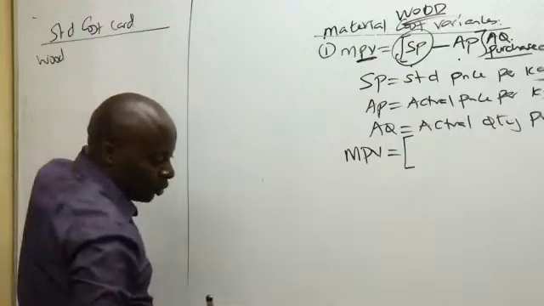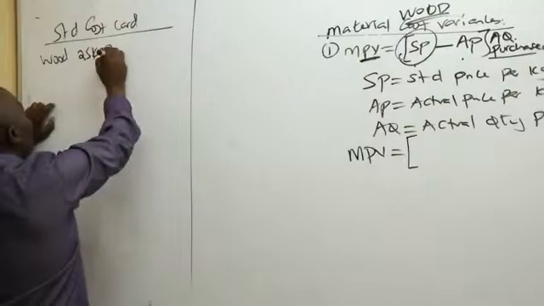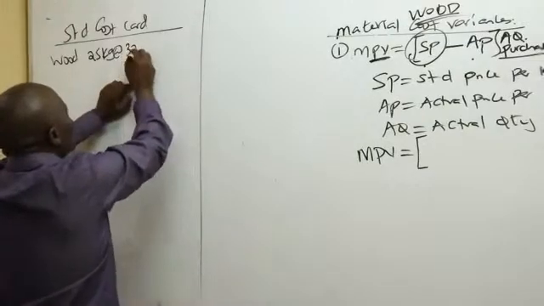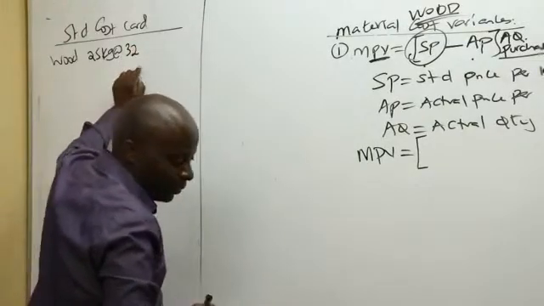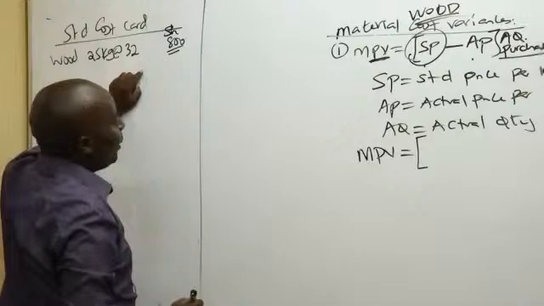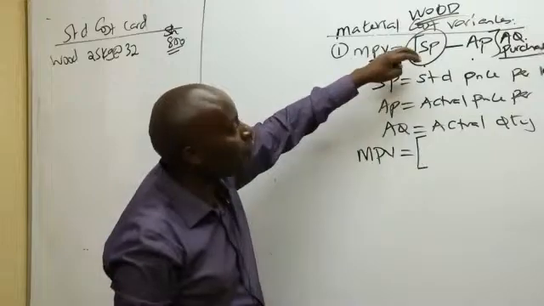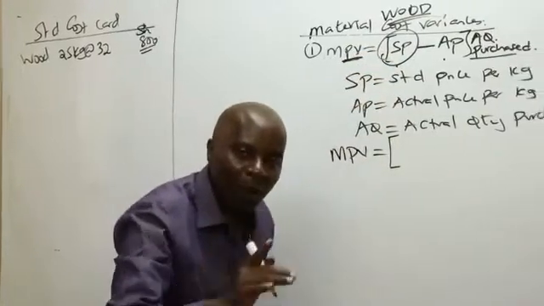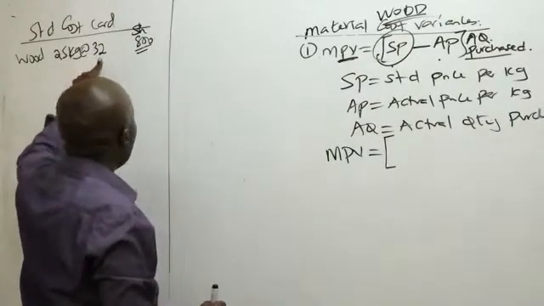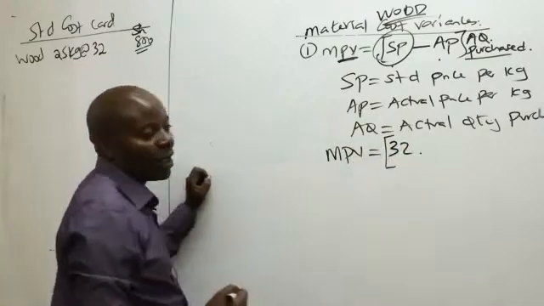Wood, how many kilograms of wood here under the standard cost card? I can see 25 kilograms, each kilogram going for 32, giving me a total of shillings 800. Now, ladies and gentlemen, please never confuse and work with this 800 here, because my SP stands for standard price for 1 kilogram. And the standard price here for 1 kilogram, each kilogram is going for 32. So the standard price is 32.